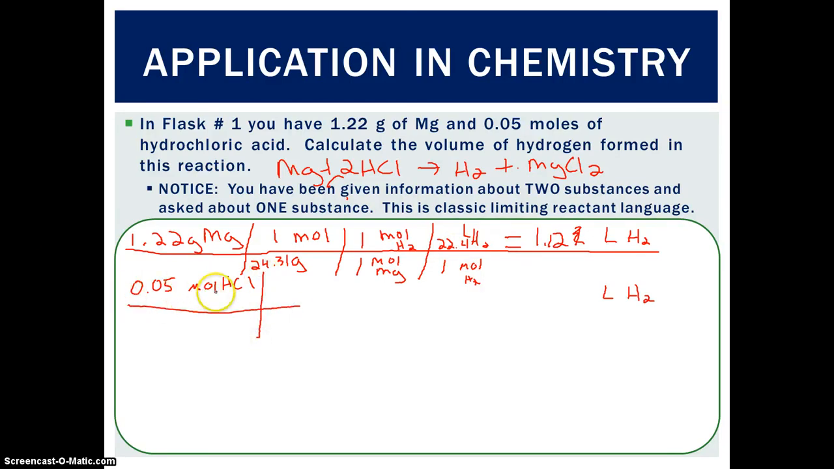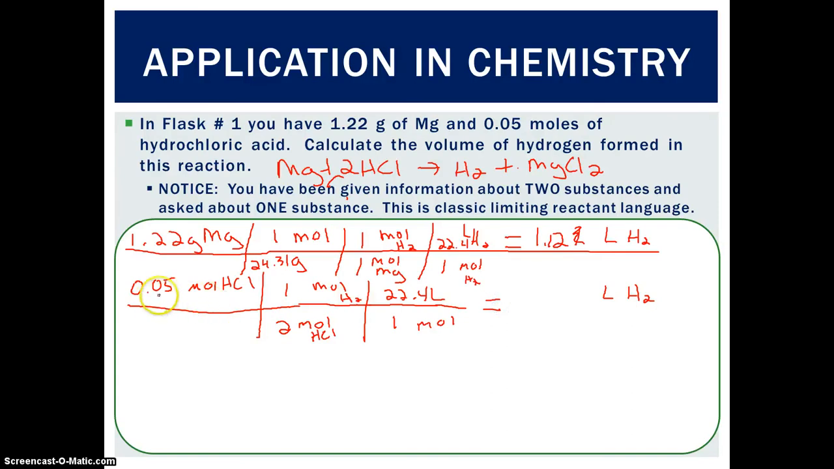Same unknown, different given. Now I'm starting from moles of hydrochloric acid. That means I don't need this first step. That step with the molar mass is to get from grams to moles. I already have moles. I'm going straight to mole ratio. Moles of HCl, my given on the bottom. Moles of hydrogen on the top. And fill this in from the balanced equation. 1 mole of hydrogen for every 2 moles of hydrochloric acid. And finally, moles to liters of hydrogen gas, 22.4 liters per 1 mole.